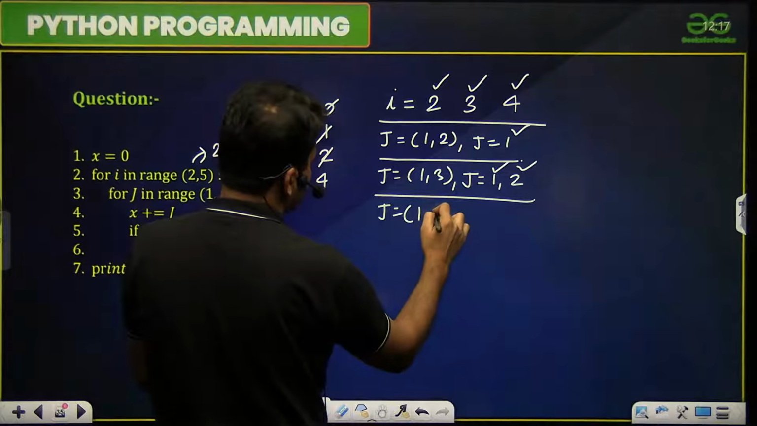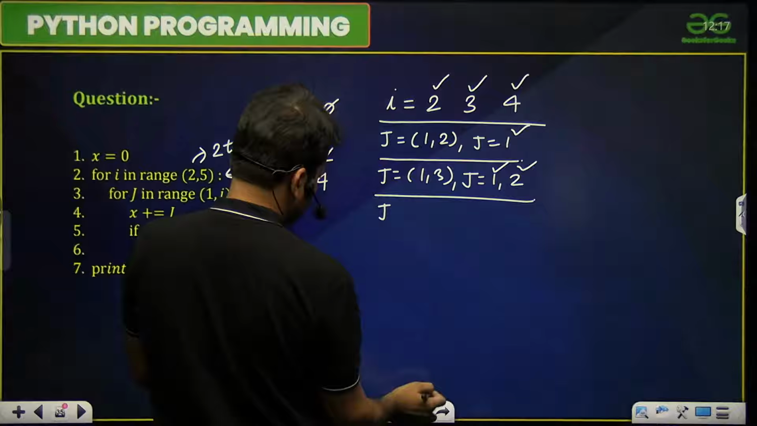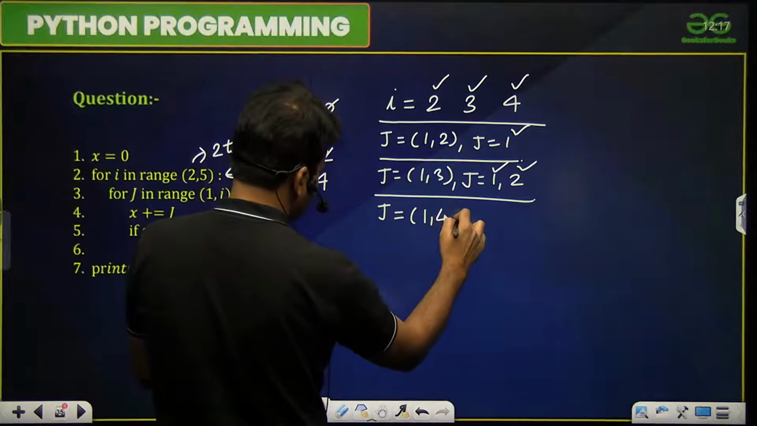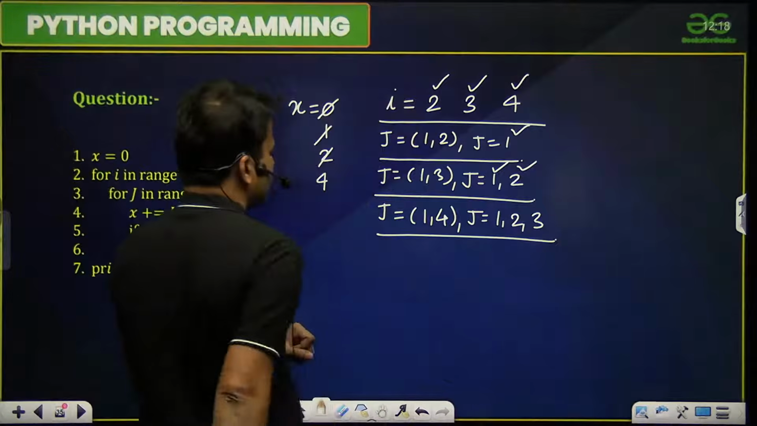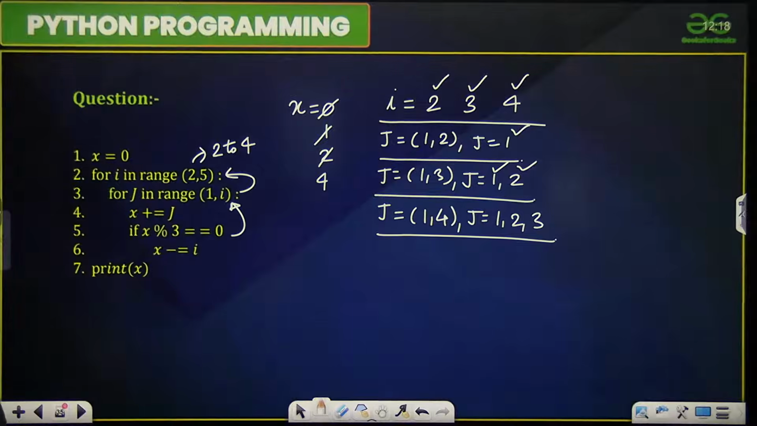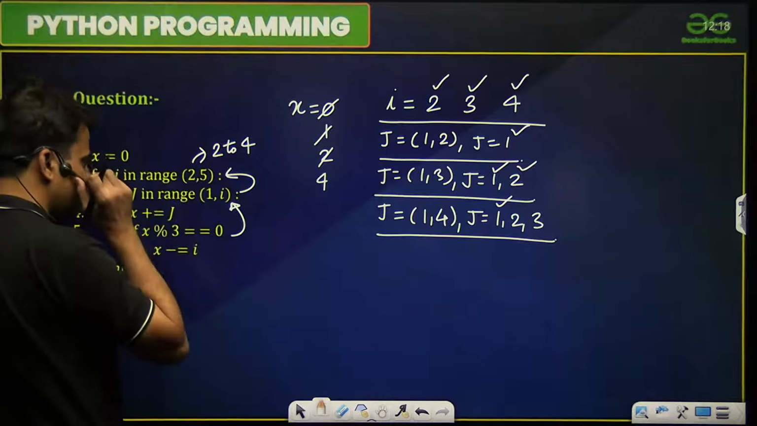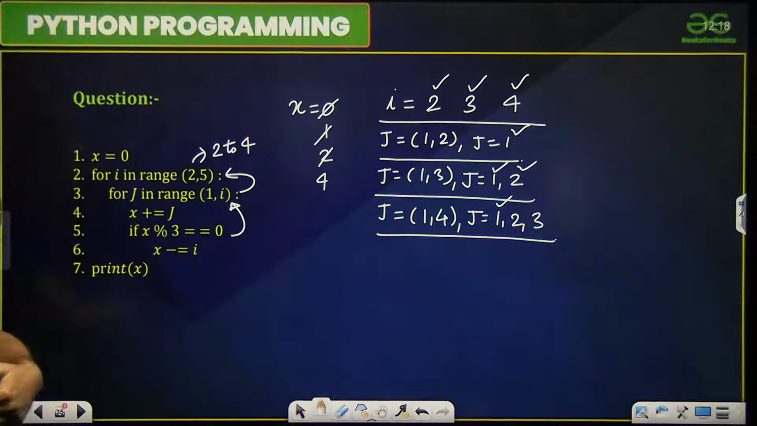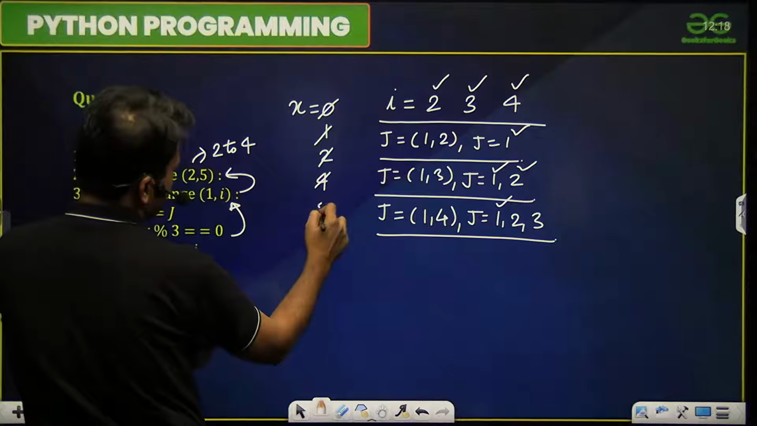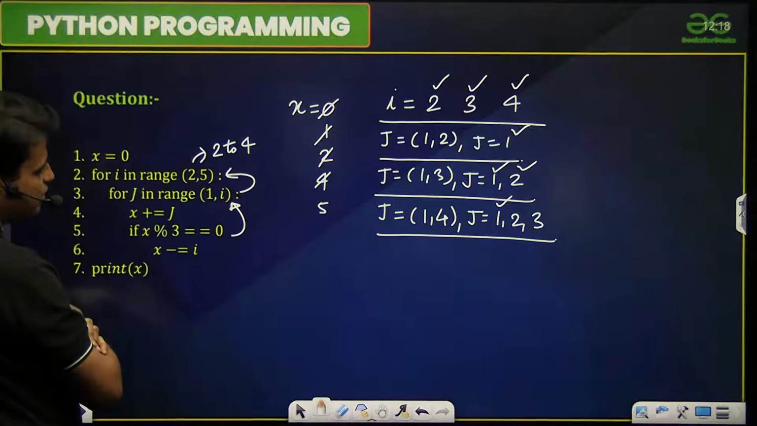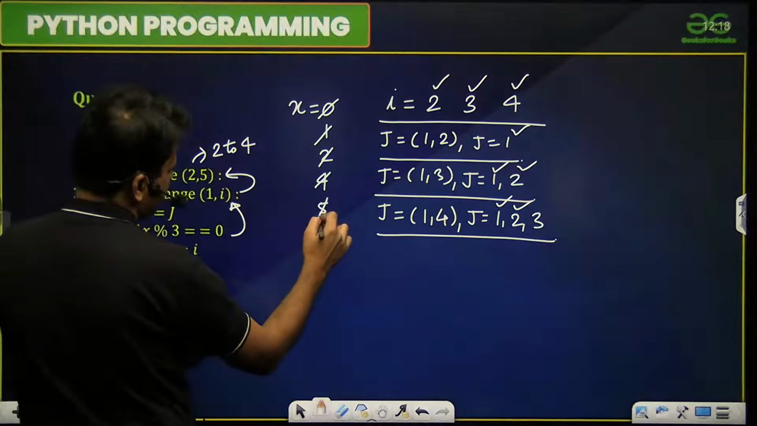If I equals to 4, j equals to 1, 2, 3. If j equals to 1, then iterate for j equals to 1, x equals to x plus j. So this is 5. Okay, 5 modulus 3 equals to 0? No, sir, condition false. Again go to this one. So j equals to 2. Sir, j equals to 2, x equals to x plus j. So this is 7.